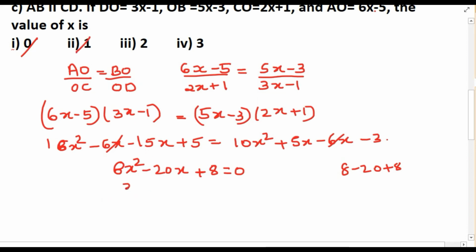8 into 4 is 32, minus 20 into 2 is 40, plus 8. So minus 8 plus 8 equals 0. So my answer is 2. This is a quadratic equation, you can solve this either using the quadratic formula or by the splitting the middle term method. Since this question is for 1 mark, we need not spend too much time on this question. You can do it by this method also.